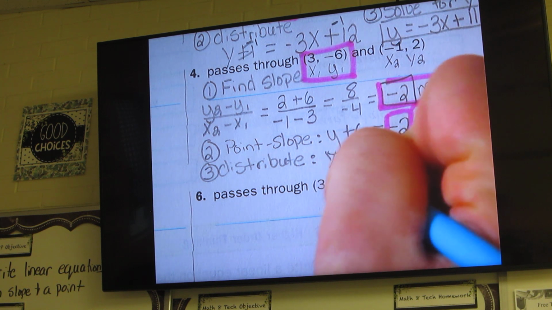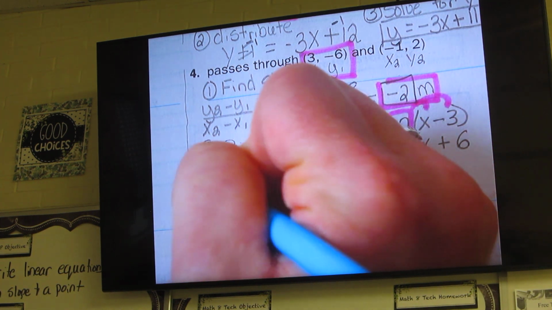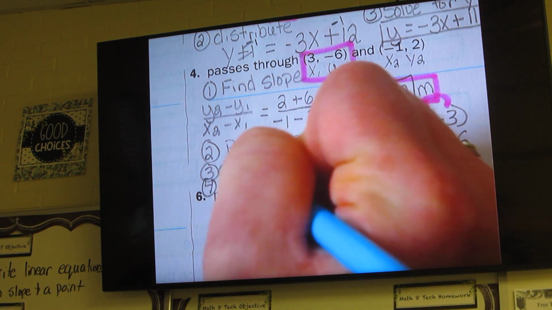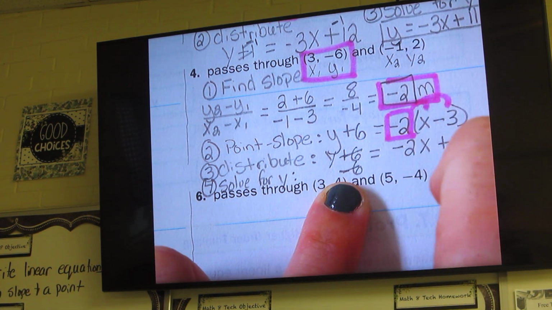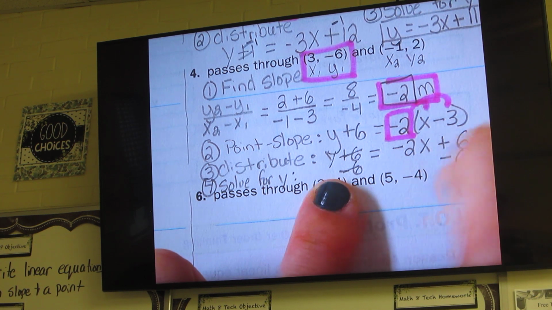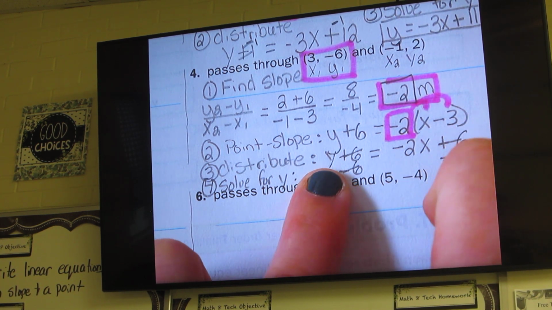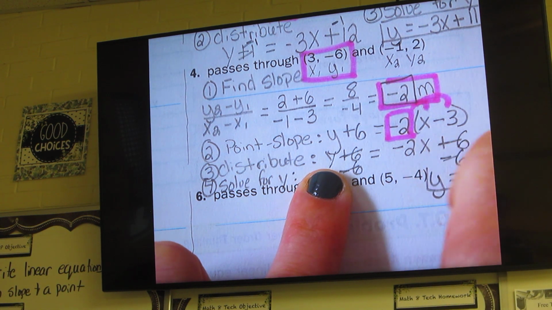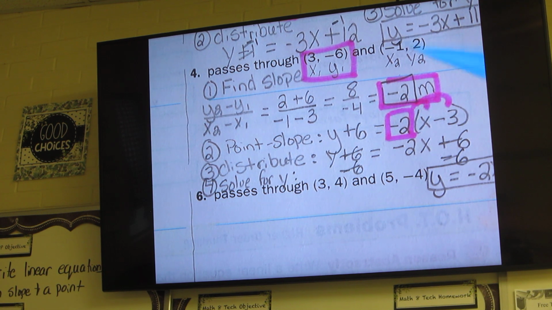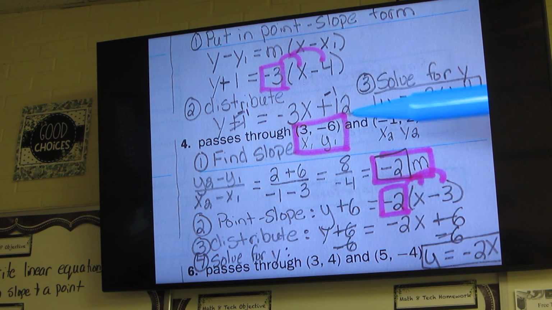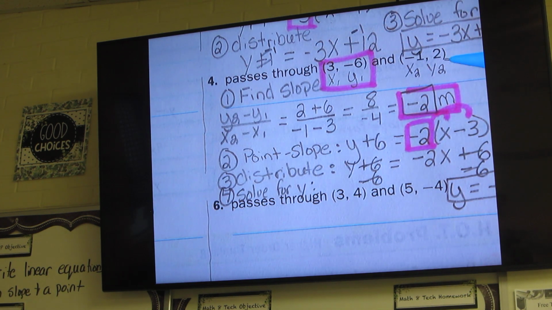And last step, number 4, I solve for y. So I take 6 away from this side, I take 6 away from here, and actually those cancel as well, so I'm left with y on the left, and I'm just left with negative 2x here. And I'm all done. So slope, point. Do it like I did at number 1. You don't have to find the slope.